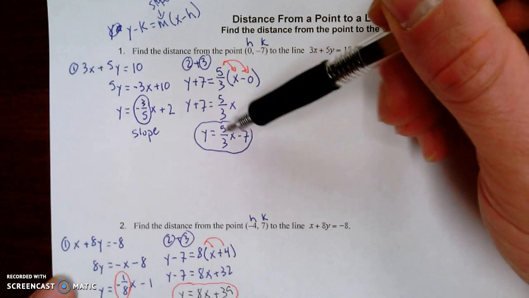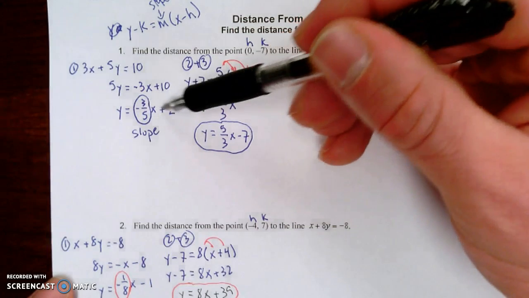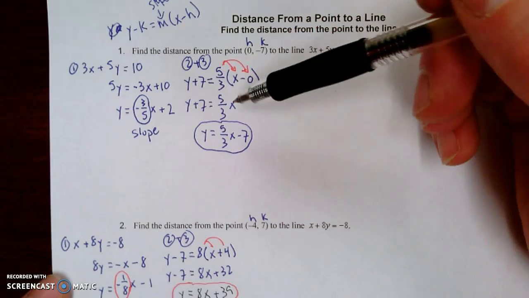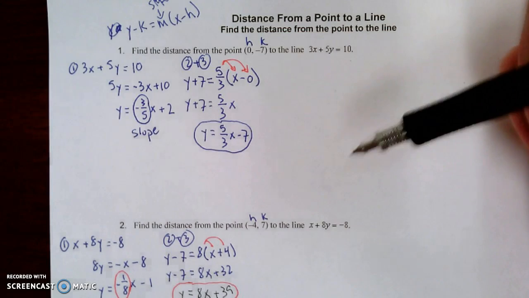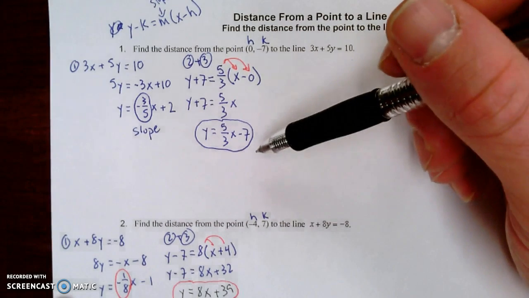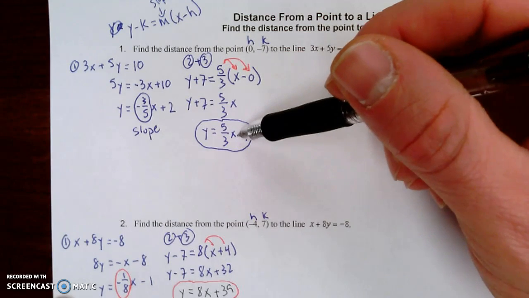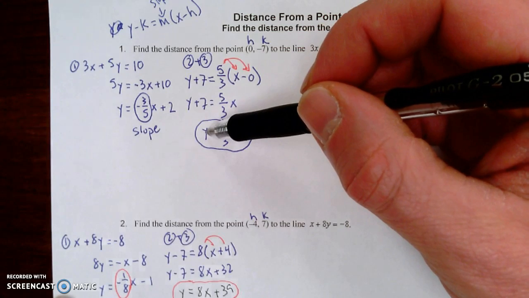So now we need to take these two expressions, 5/3 x minus 7 and negative 3/5 x plus 2, and set them equal to each other and solve for x so that we can figure out the x-coordinate of the point of intersection. And then we're going to take that x value and substitute it back into each of these expressions to find out what the corresponding y value is.